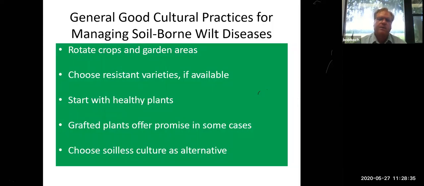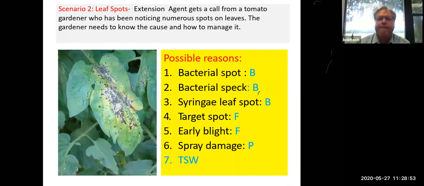The last one here, I just put in a note there. I work a lot with greenhouse hydroponic and soilless culture, and so maybe the best thing to do is just skip all this mess and grow them in some kind of a soilless culture. And that's actually what my wife and I have done in our home garden, is to go to a soilless culture kind of garden.